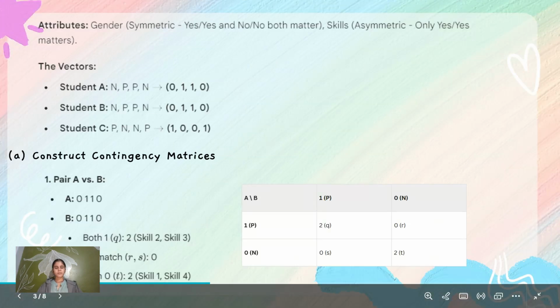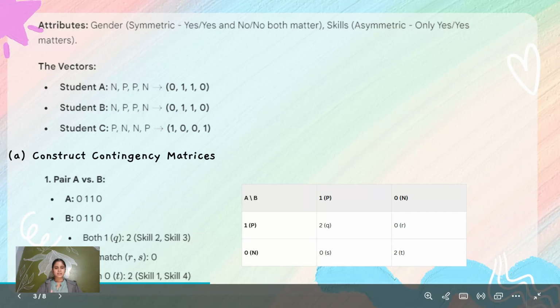First, A. Where the attribute gender is symmetric, yes-yes and no-no both matter. And since skills are asymmetric, only yes-yes matters. So we create the three vectors of students A, B, C respectively. Here you can see the vectors of the students. So now we solve question number one, which is A, construct contingency matrix.